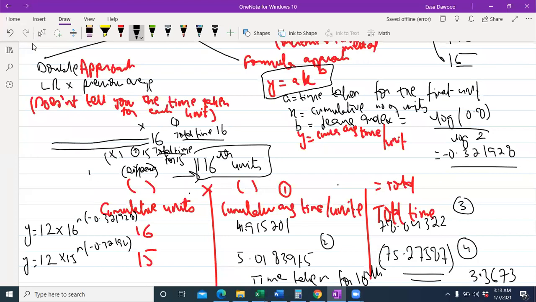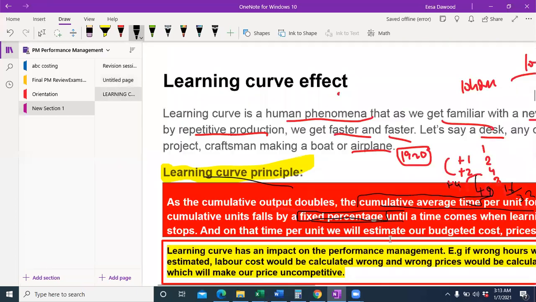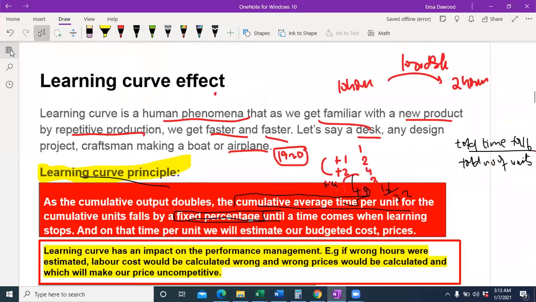By using the incremental unit method or a formula approach, you will be able to calculate the time taken for each individual unit.